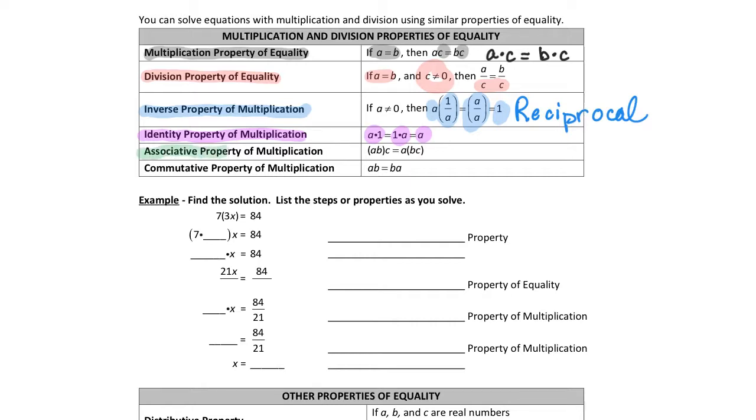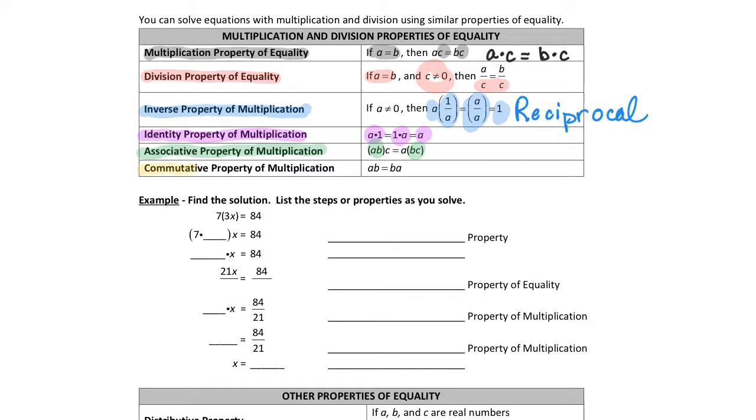The associative property of multiplication. Notice the A and the B are in the parentheses on the left side, but now the B and the C are in parentheses on the right side of the equal sign. This is the one that says we're allowed to move the parentheses around as long as we have multiplication only. If I had addition or subtraction here, we couldn't apply this rule.